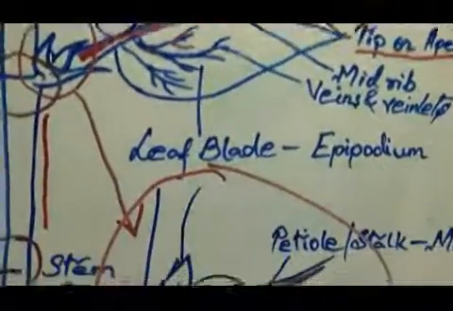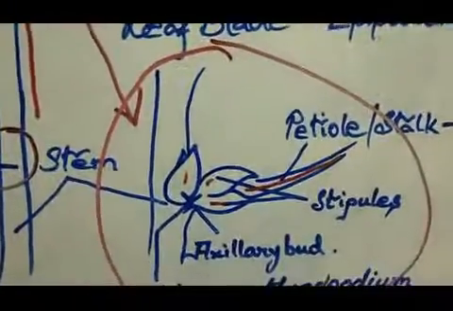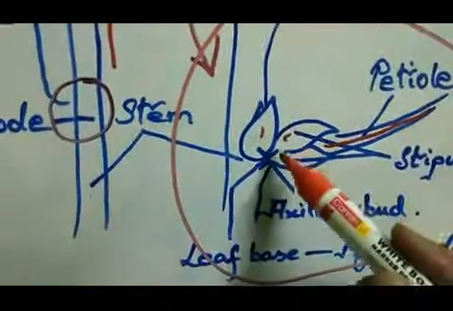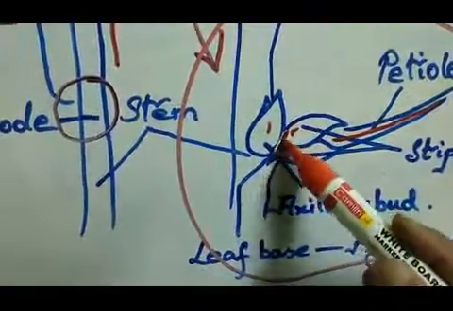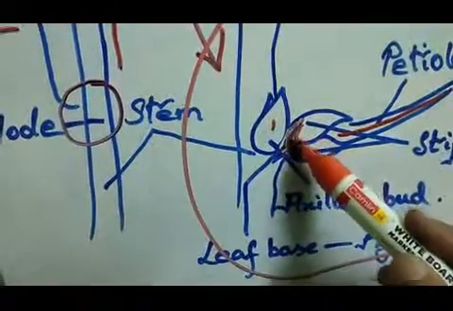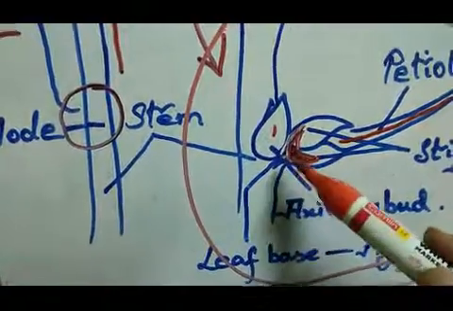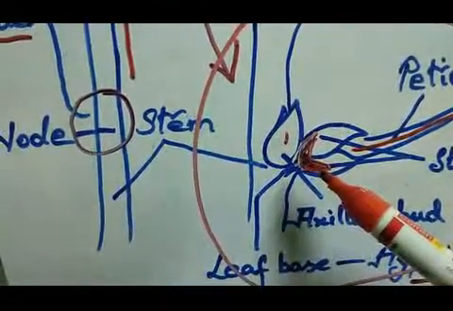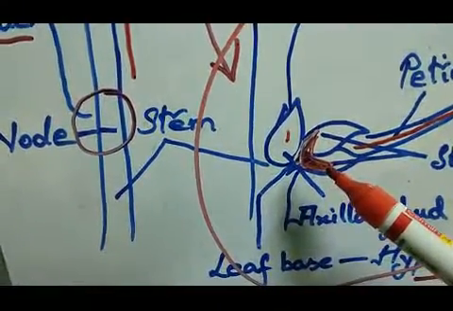In the leaf base, there is a small swollen portion, this portion. This portion is called the pulvinus.